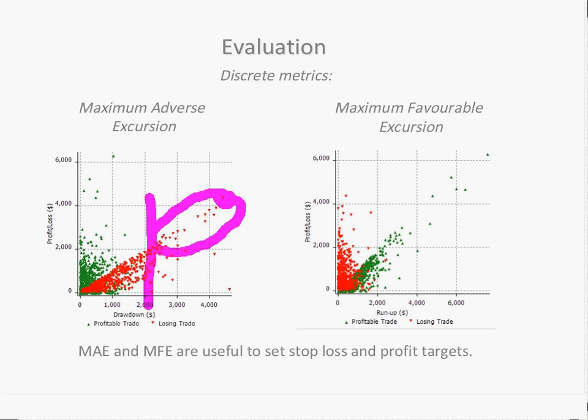Favorable excursion is the opposite picture. How far the price traveled in our favor during trades, red dots for losing trades, green dots for winning trades. You can see that if we had a loser, then it is unlikely that the favorable excursion was, let's say, 1,000.